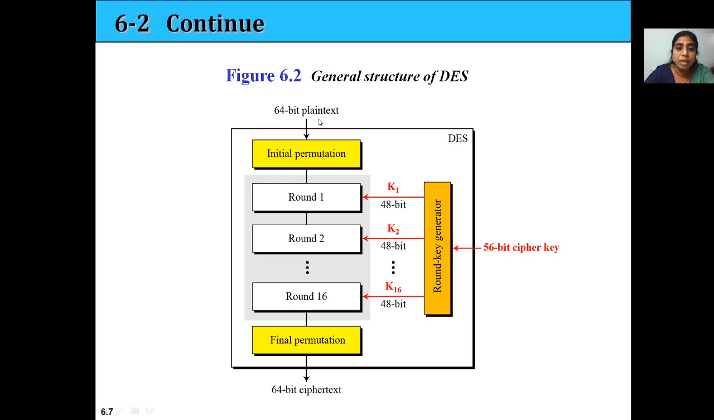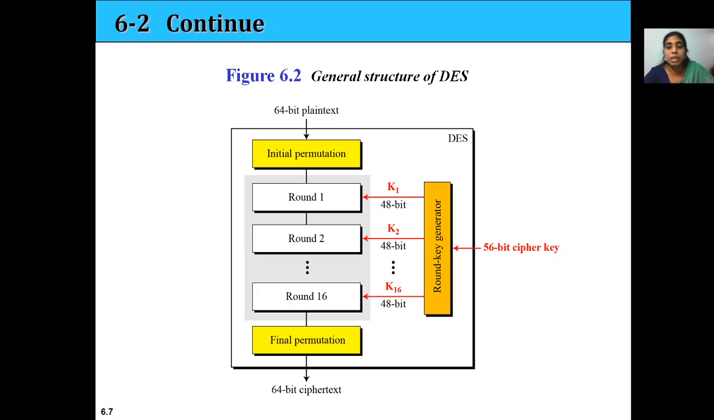So the general structure is that we take the 64-bit plain text and give it to the initial permutation. This initial permutation is already predefined. Permutation is nothing but a transposition of the bits, so we change the positions of the bits. That is the initial permutation.